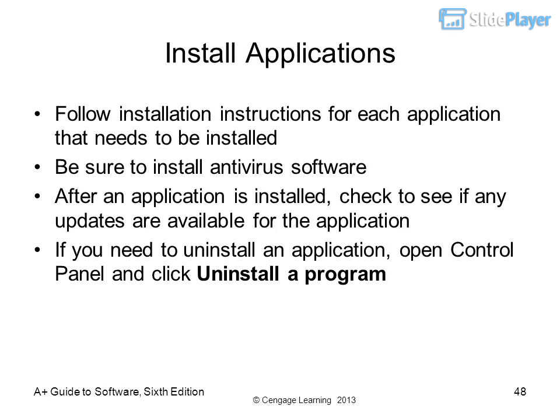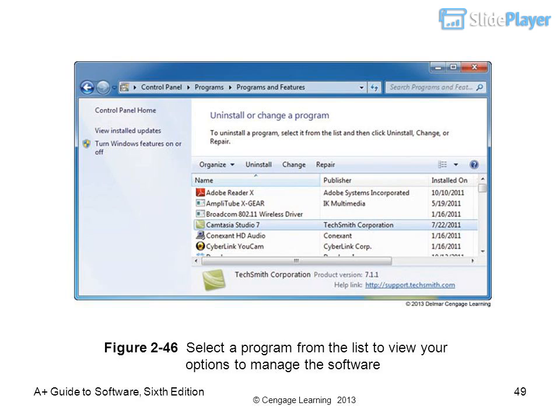Install applications. Follow installation instructions for each application that needs to be installed. Be sure to install antivirus software. After an application is installed, check to see if any updates are available for the application. If you need to uninstall an application, open Control Panel and click Uninstall a program. Select a program from the list to view your options to manage the software.